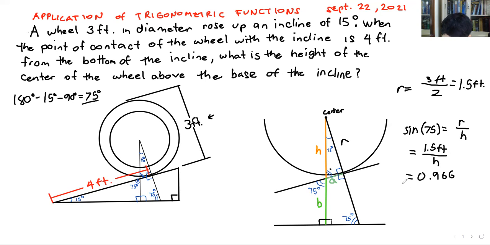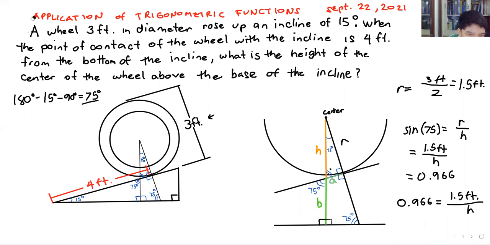So h in turn is... I'll just change color. Show all your solution, because we're not inside your mind. We don't know how you're trying to solve it. Oh, excuse me. So this is supposed to be 0.966.